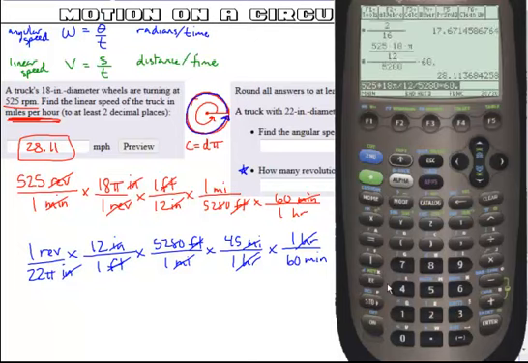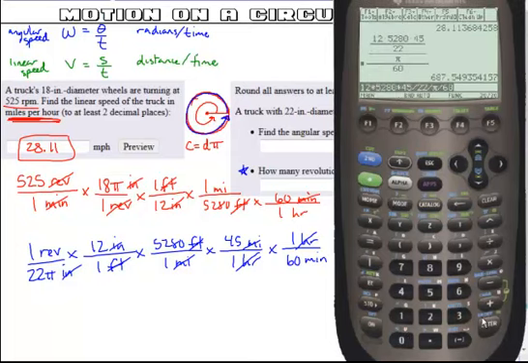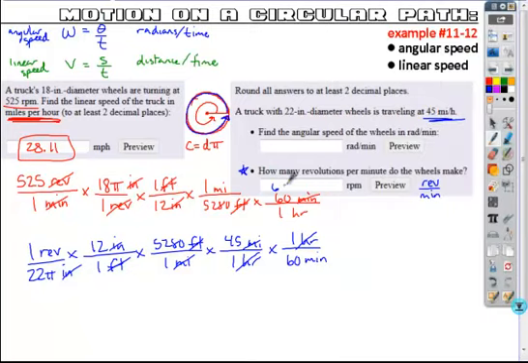And so when I multiply that through, I get 12 times 5280 times 45. And I'm going to divide by 22, I'm going to divide by pi, and I'm going to divide by 60. I'm going to put it in decimal form, and that gives me my solution of 687.55 approximately. So those are my number of revolutions.